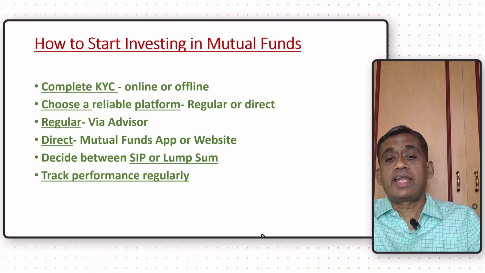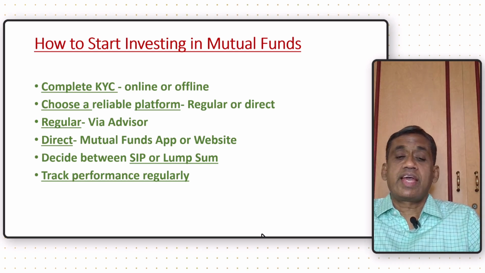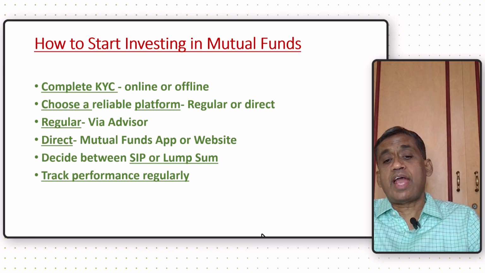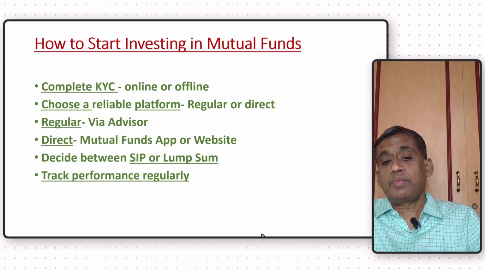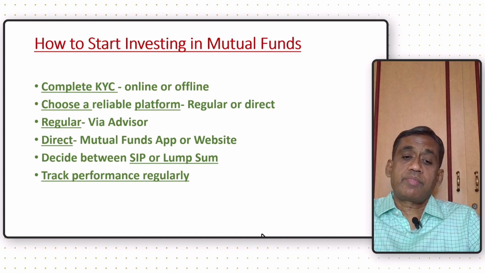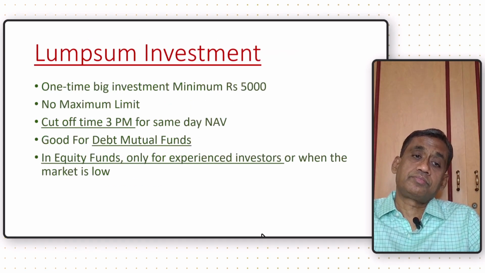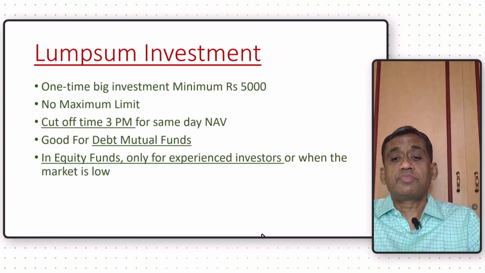Regular fund or direct. Regular, you invest via an advisor. Direct, you have to go for a mutual fund app or mutual fund website. You decide between SIP or lump sum allotment. Track performance regularly. Come to lump sum investment.